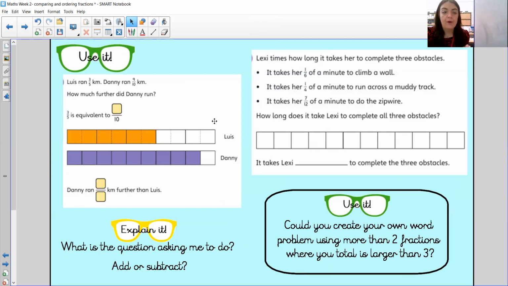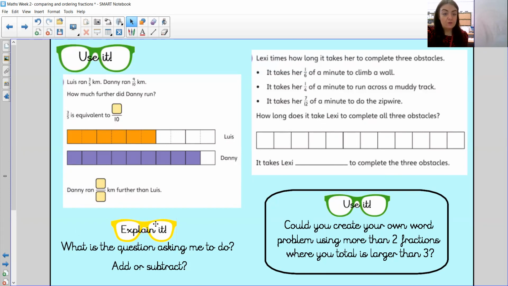Okay, so you've got a question here where they've given you the pictorial representation already. This one here they want you to show your pictorial representation once you've put them into the same denominators. This one here, you've got your use it. Could you create your own word problem using more than 2 fractions? Okay, so you've really got the hang of answering these questions now. You're really confident at them. Could you create your own problem using more than 2 fractions, and your total has to be larger than 3? So there's a lot of steps that you need to hit with that one. So really only try that one if you are really, really confident. If you're not too confident, or you're still just okay with this, don't worry about it.